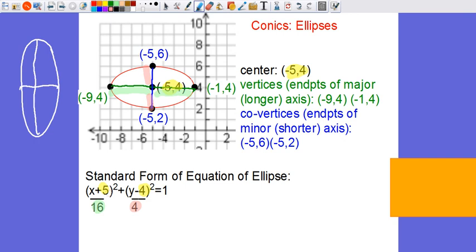All right, so again, when you square root this 16, you get 4 left, right. And when you square root the 4, you get 2 up, down. And that lines up with what you visually see. Okay, so that sums up today's lesson, folks.